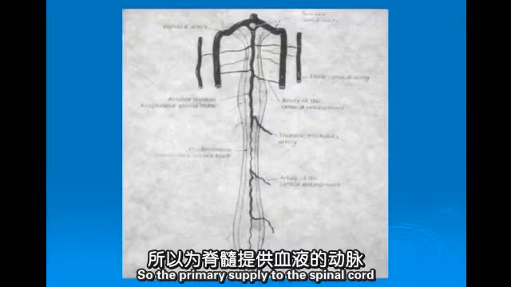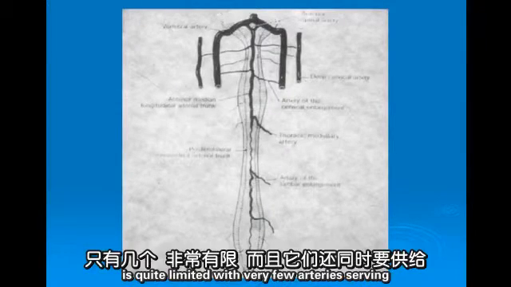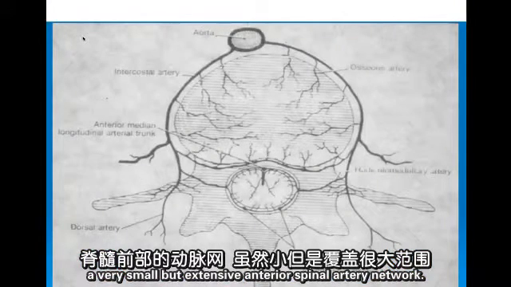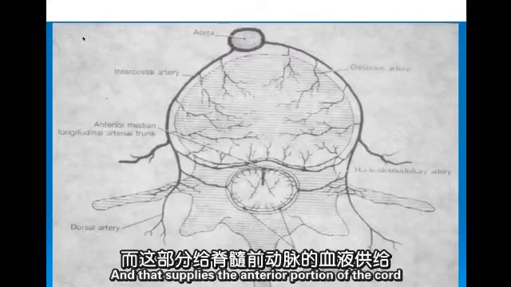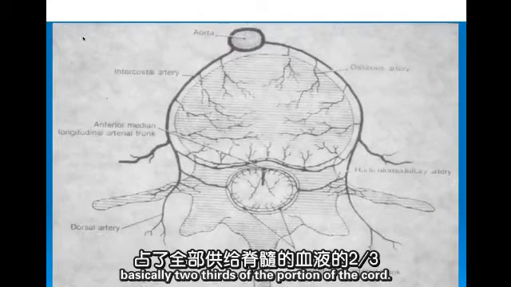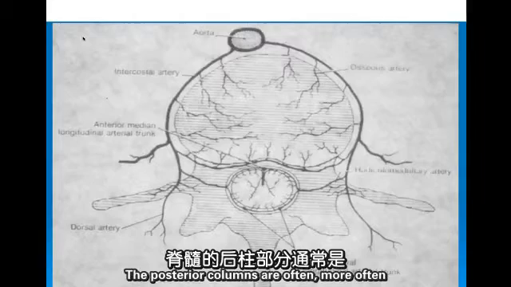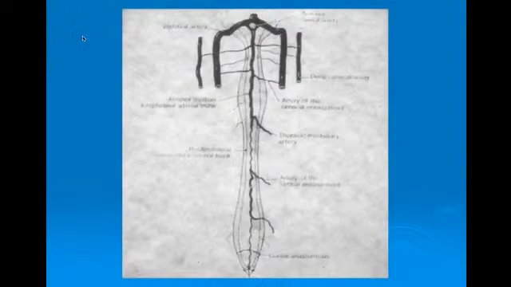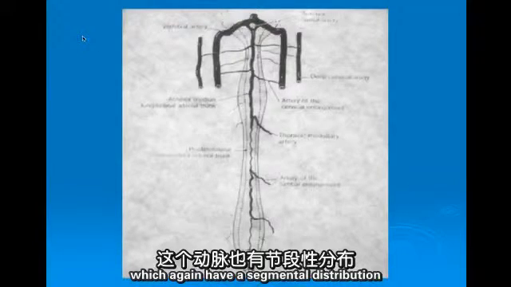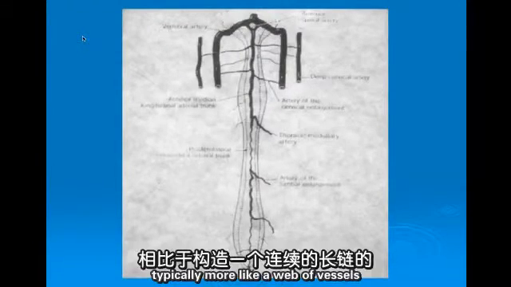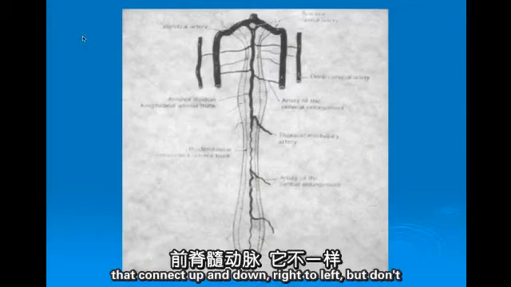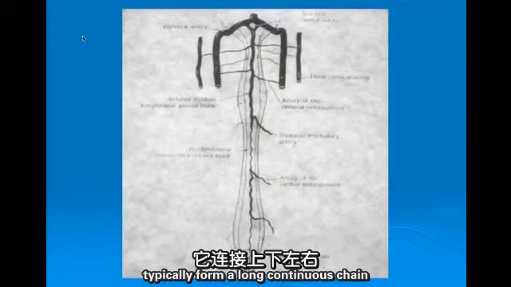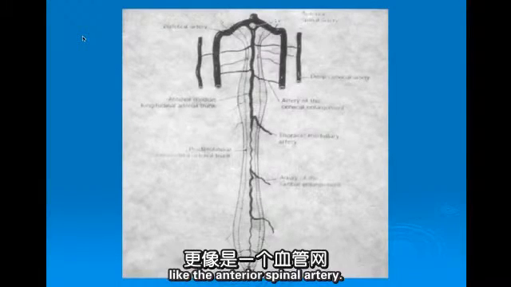So the primary supply to the spinal cord is quite limited, with very few arteries serving a very small but extensive anterior spinal artery network. And that supplies the anterior portion of the cord, basically two-thirds of the cord. The posterior columns are more often fed by the posterolateral spinal arteries, which again have a segmental distribution, typically more like a web of vessels that connect up and down, right to left, but don't typically form a long continuous chain like the anterior spinal artery.